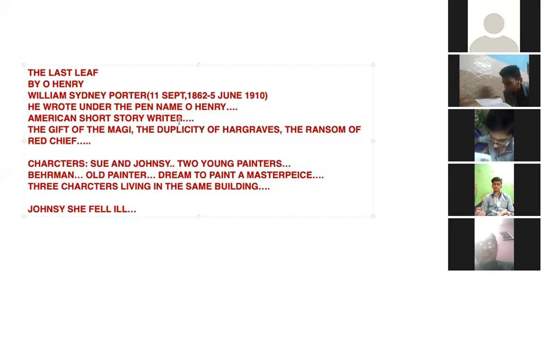Johnsy did not say anything. Sue went and brought her a bowl of soup. "I don't want any soup," said Johnsy. "I'm not hungry. Now there are only 4 leaves left. I want to see the last one fall before it gets dark. Then I will sleep forever."